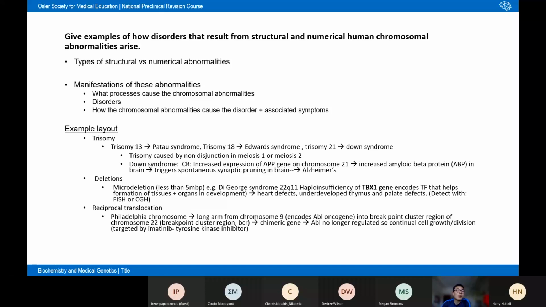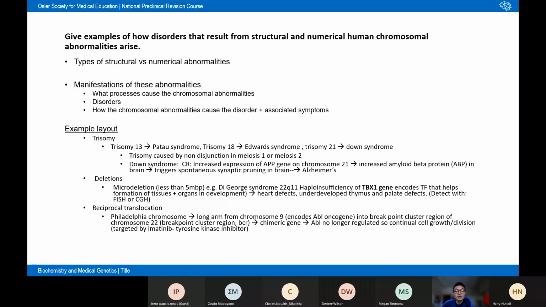So you can see with this example how we've gone from looking at how a chromosomal abnormality arises, the disorder associated with it, and finally how the chromosomal abnormalities then cause the disorder. And similarly, we can do this with deletion events. So a microdeletion is a deletion less than 5 megabases, and an example is DiGeorge syndrome, which is characterized by haploinsufficiency of TBX1, and by that we mean that one copy of the gene is insufficient to retain the function needed for the cell, or the organism, to function normally.